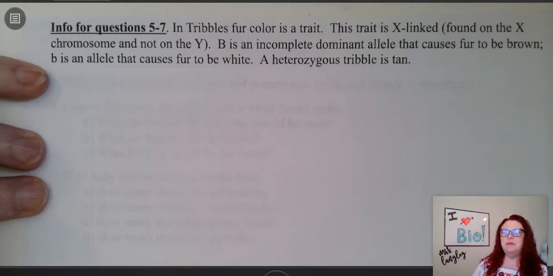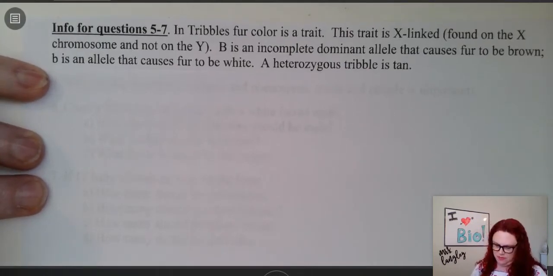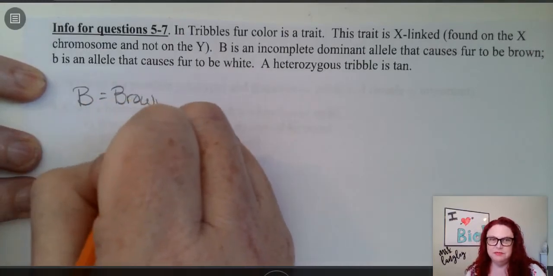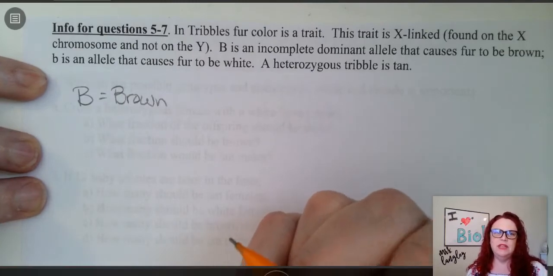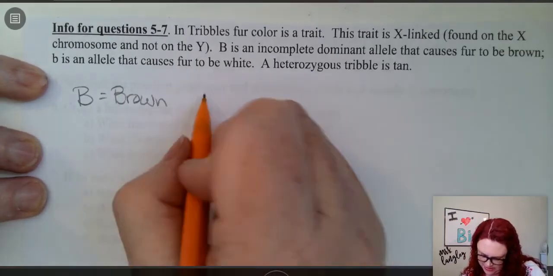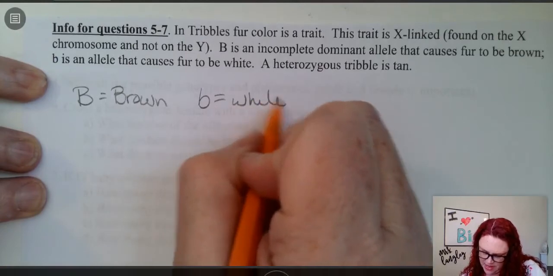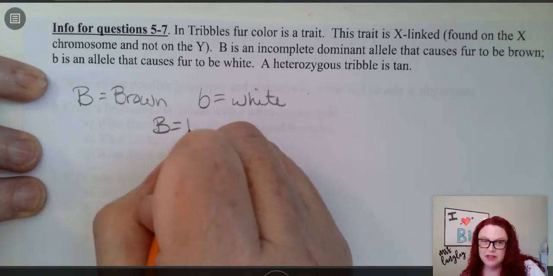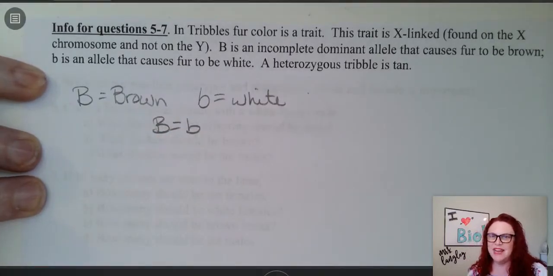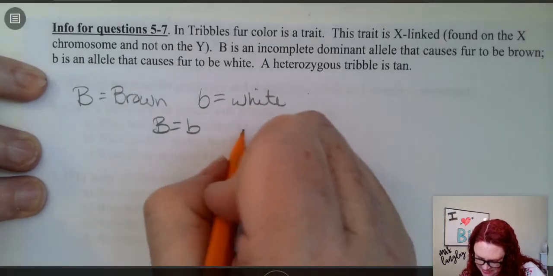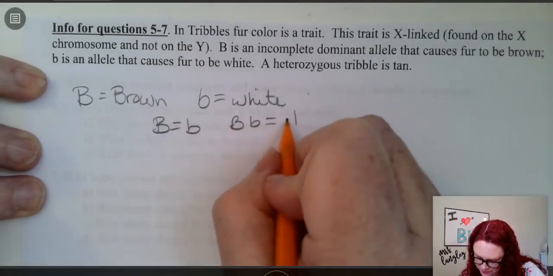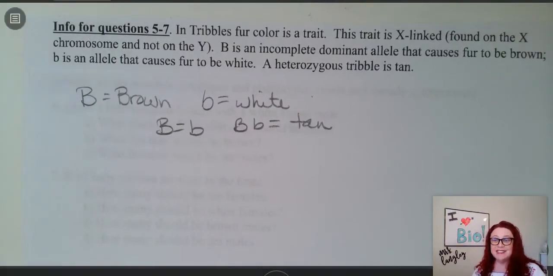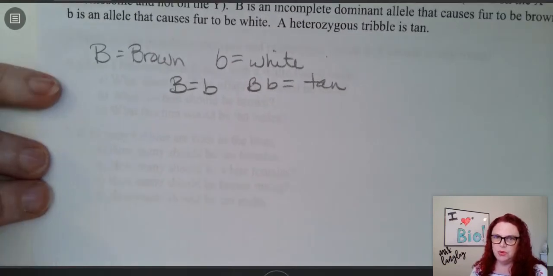B is an incomplete dominant allele that causes fur color to be brown. So first I know that B equals brown. Okay, little b is white. And I know that they are incomplete dominants. And the heterozygote one will be tan. Okay, so that's what I know about the trait, but it's on an X. So I have to set this up. We'll start with chromosomes.